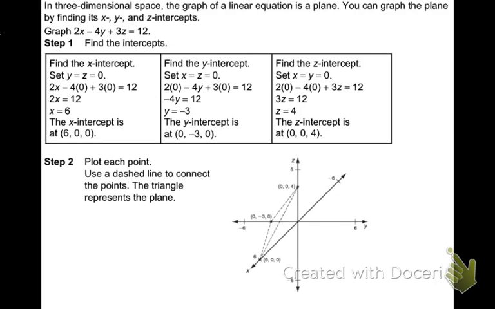All right, next part here. We're going to talk about finding the intercepts to graph. Now, the intercepts are just like if you would find the intercepts on a coordinate plane. So, for example, if I were to give you the problem 2x minus 4y equals 12.